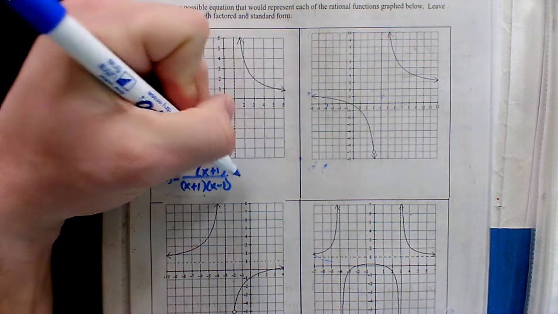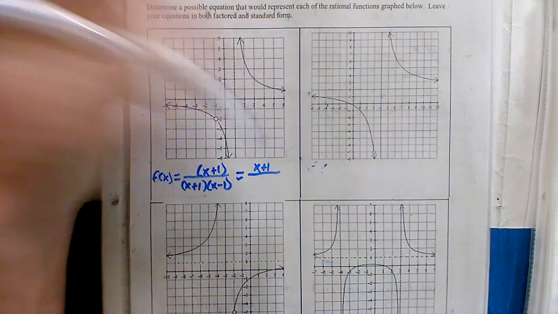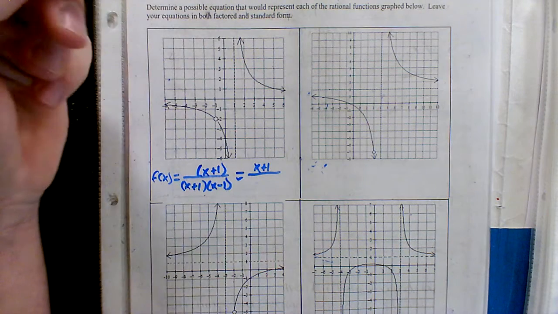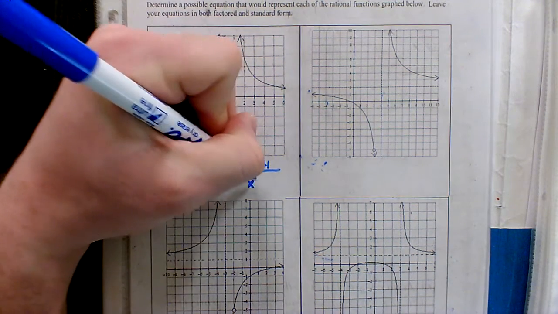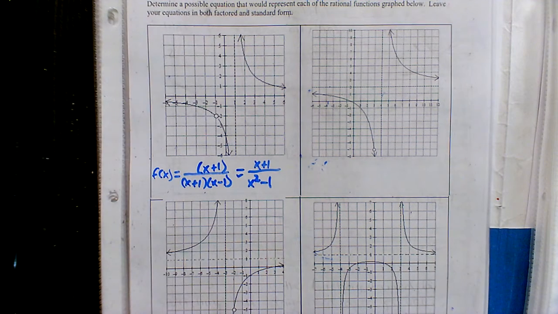Okay, let's multiply it out in standard form and see what we get. On the top, I still have x plus 1. On the bottom, I get x squared minus 1. Okay. Is it bottom heavy? Yes, so the horizontal asymptote is at y equals 0, so that makes sense.